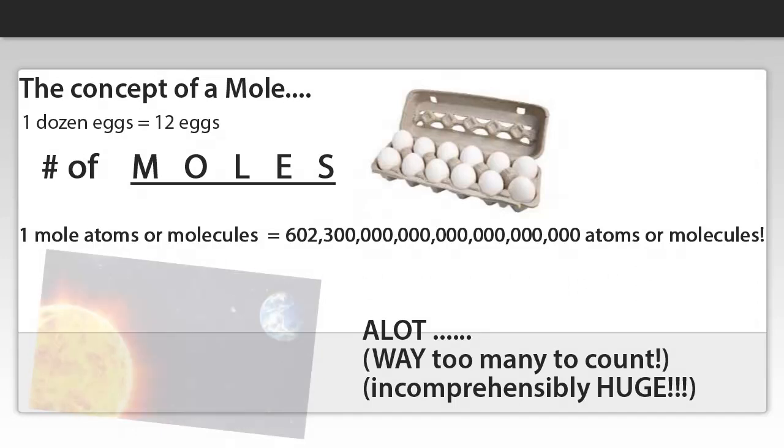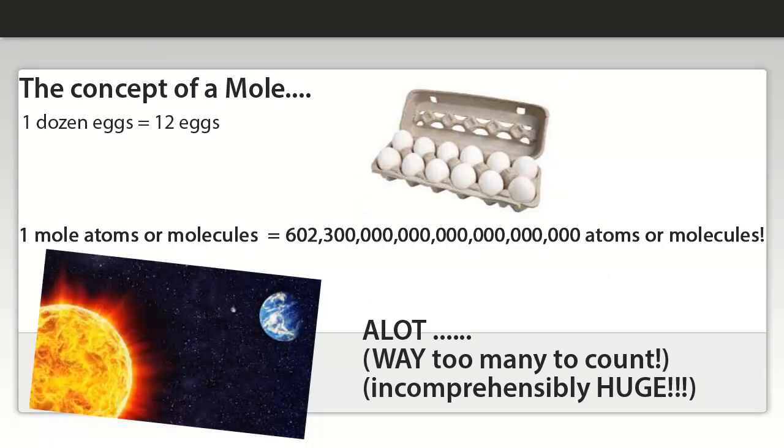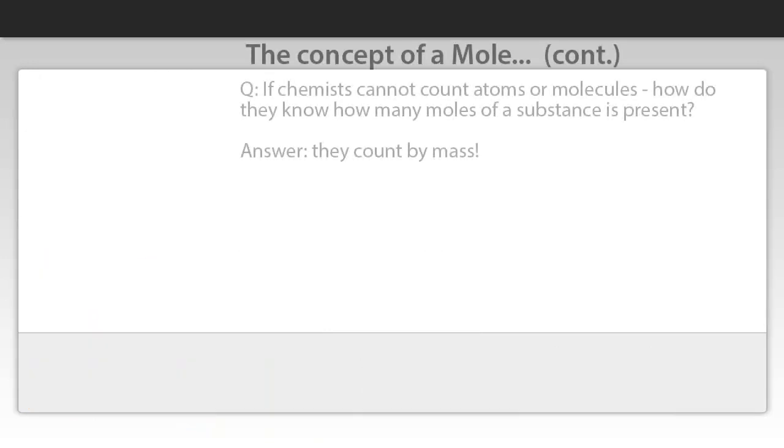In fact, this number is so large that if you were to take oxygen atoms and line them up side by side, and you lined up 1 mole of these oxygen atoms, the distance would exceed the Earth to Sun distance. So this number is huge. Well, if chemists cannot count how many atoms or molecules are present in a sample, how do we know how many moles are present? The answer is pretty simple.